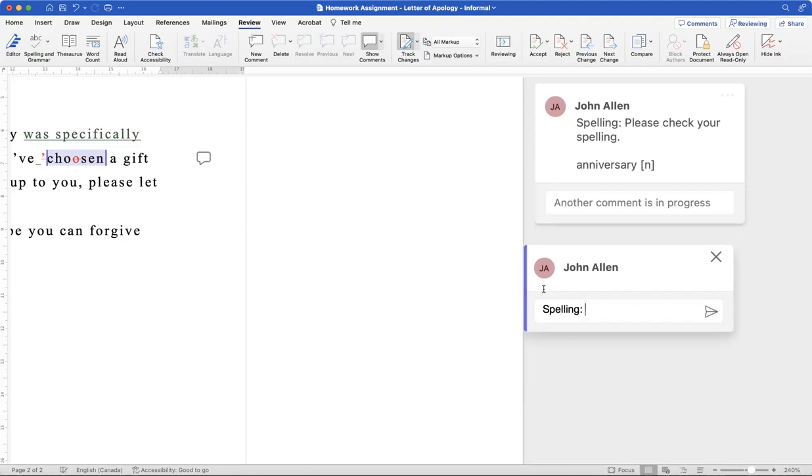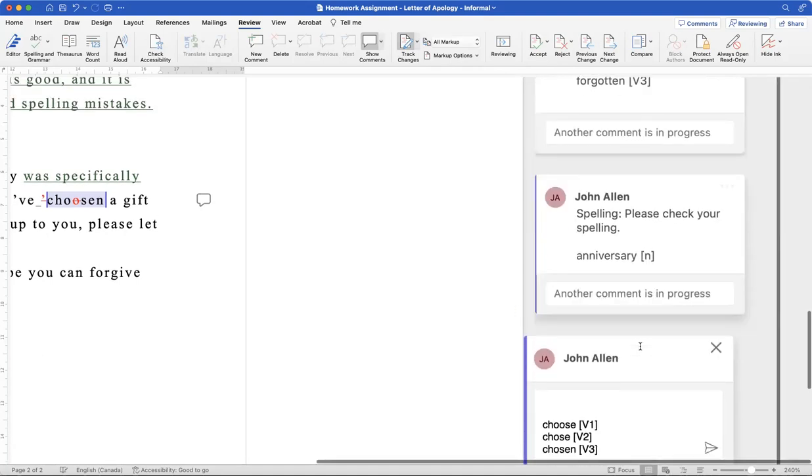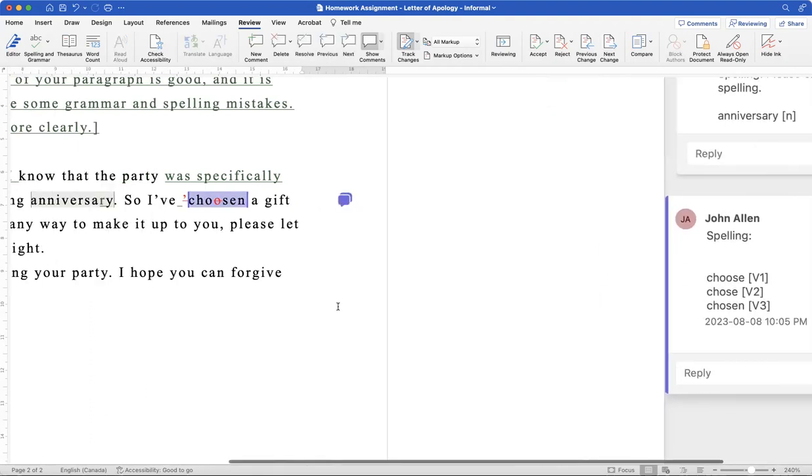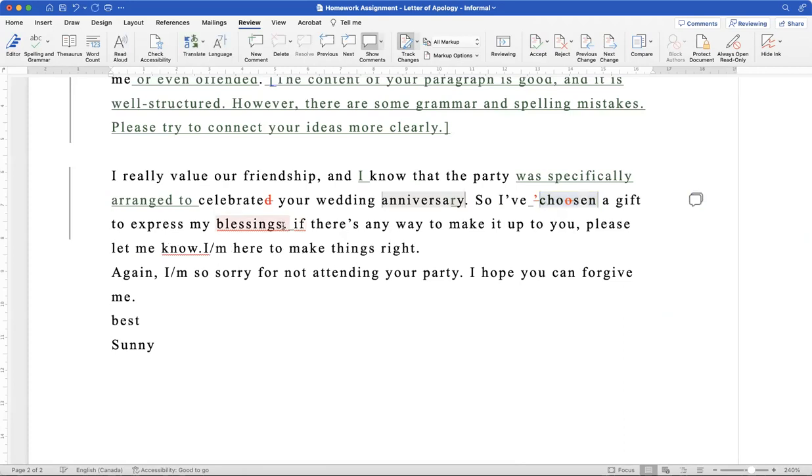So we say, choose is verb 1, double O. And then the past form is single O, chose. And the past participle form is chosen, single O, not double. So please be careful. I have chosen a gift to express my blessings.